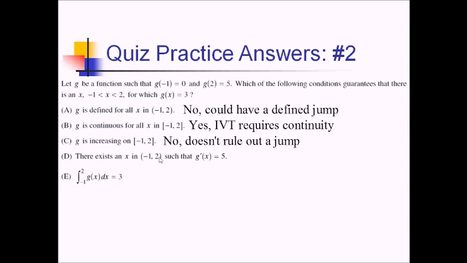And then D, there exists an x between negative 1 and 2 such that g prime of x equals 5. Well, we're talking about slope now, and slope doesn't really have anything to do with intermediate values. So this is kind of irrelevant.